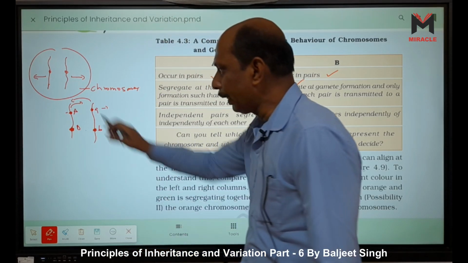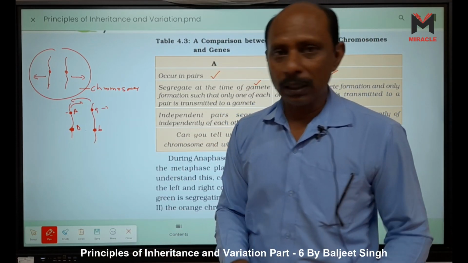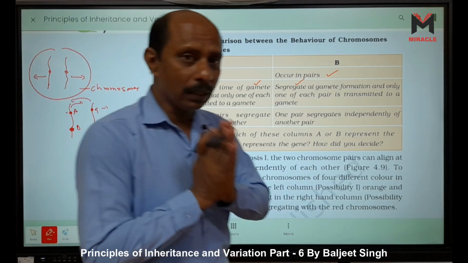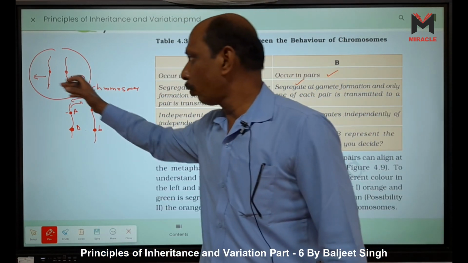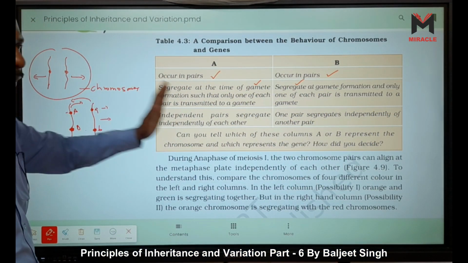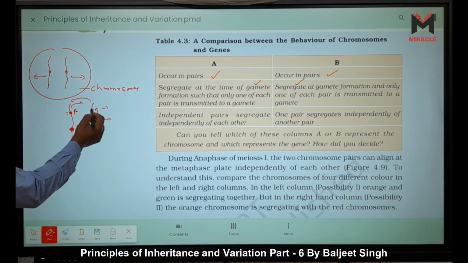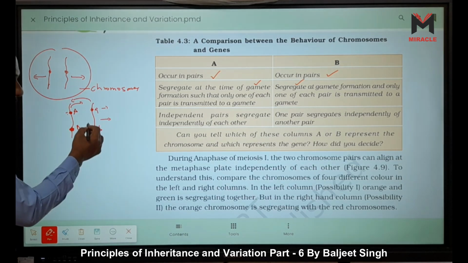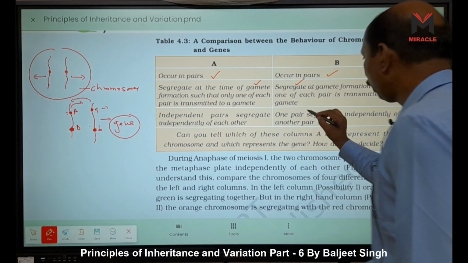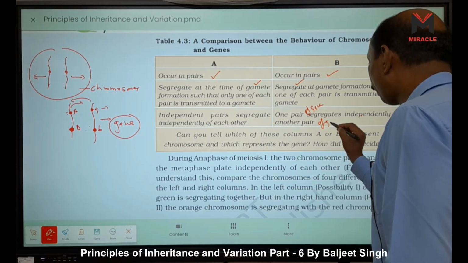When we say each pair segregates independently of another pair, we are not talking about the chromosomes, because chromosomes are not segregated as pairs. Here we say chromosomes are segregated: from one pair, one chromosome goes to one side and another chromosome goes to the other side. Here one pair segregates from another pair. That means we are talking about the genes: one pair of genes segregates independently of another pair of genes.